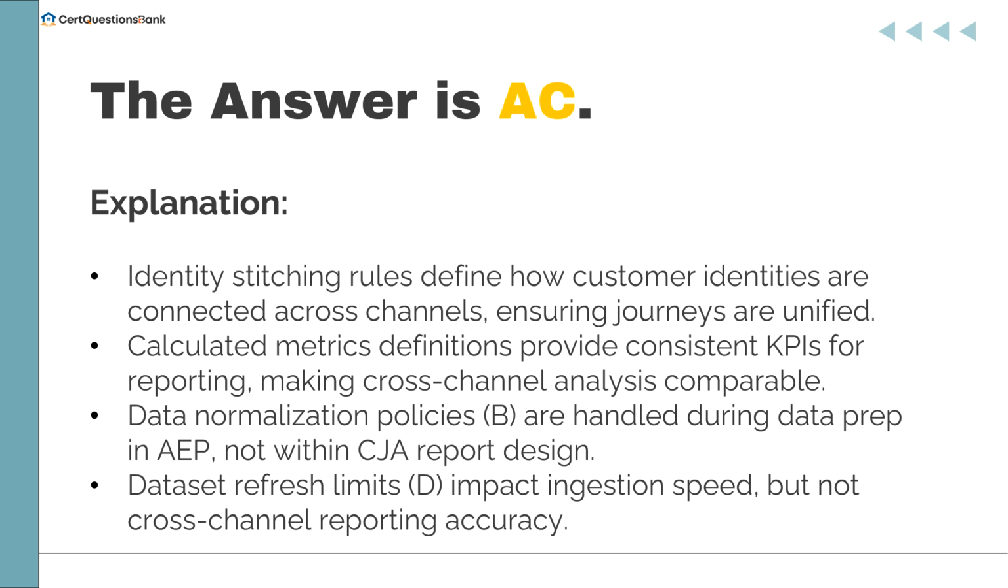Identity stitching rules define how customer identities are connected across channels, ensuring journeys are unified. Calculated metrics definitions provide consistent KPIs for reporting, making cross-channel analysis comparable. Data normalization policies, B, are handled during data prep in AEP, not within CJA report design. Dataset refresh limits, D, impact ingestion speed, but not cross-channel reporting accuracy.